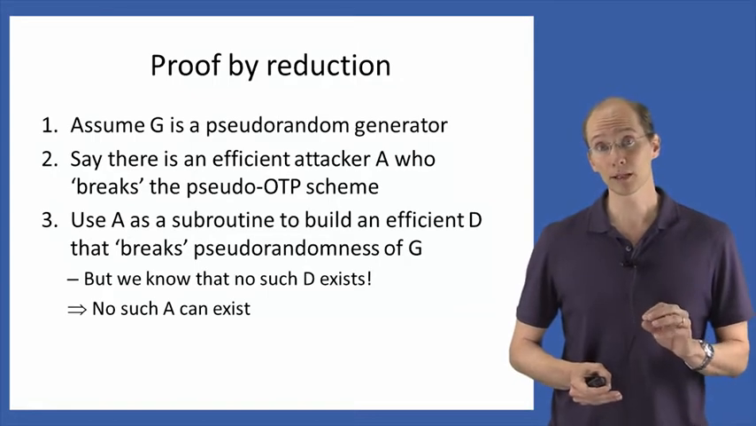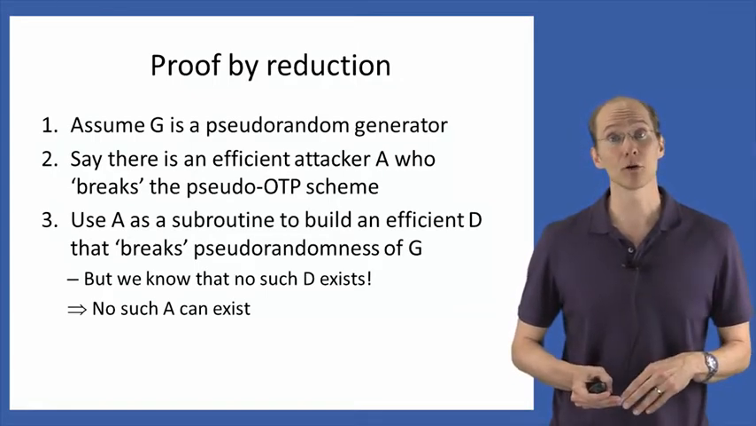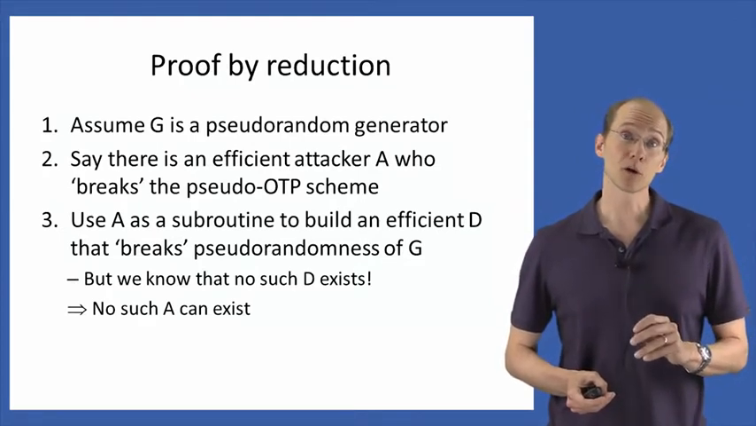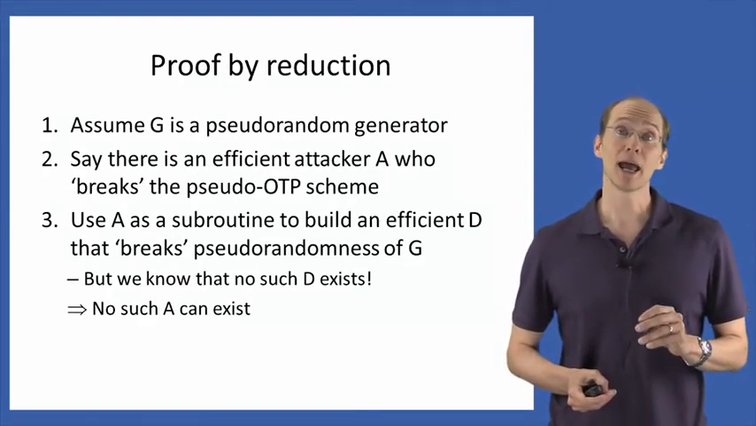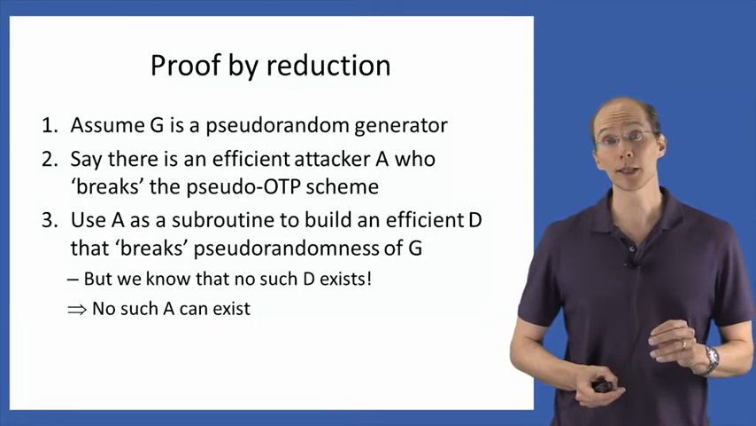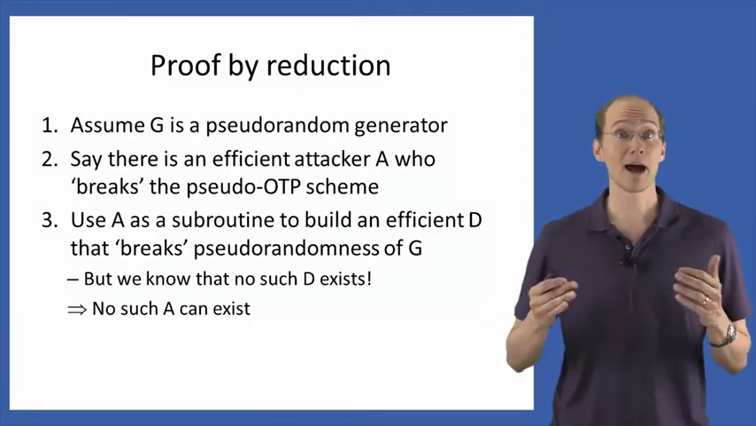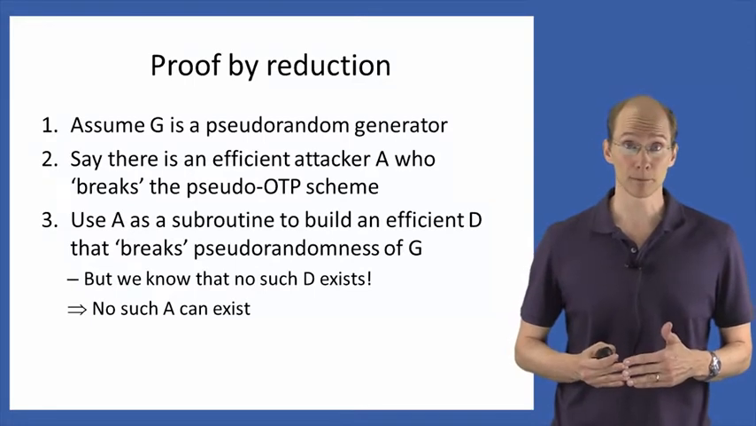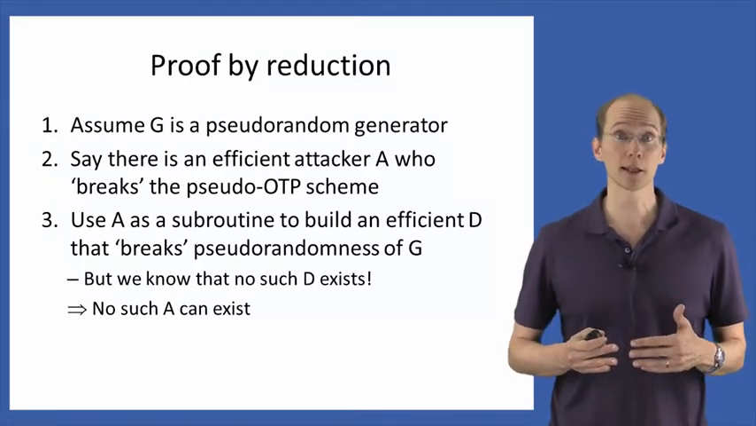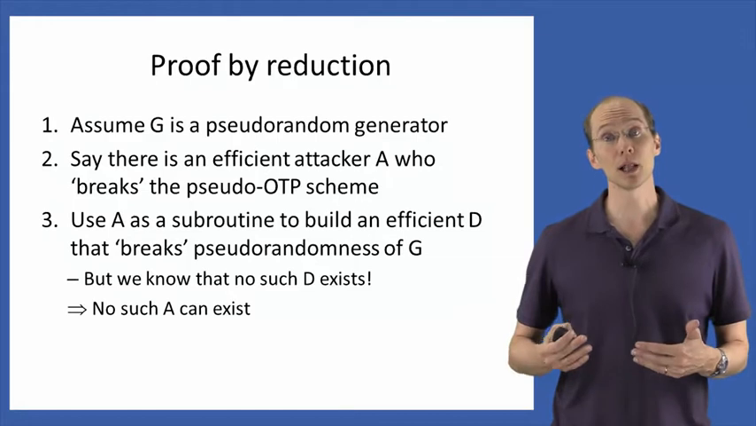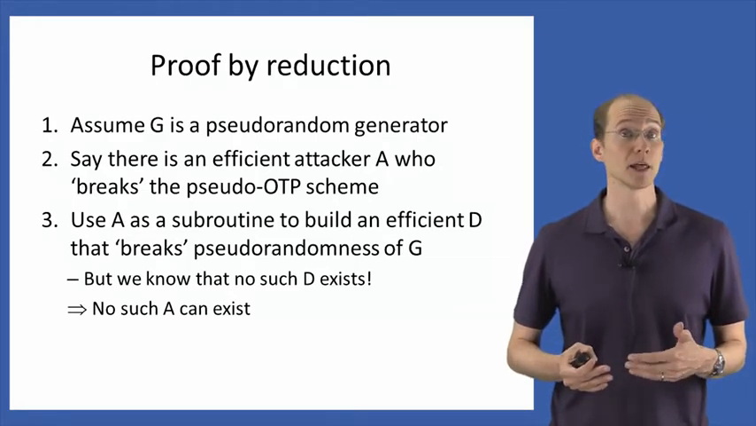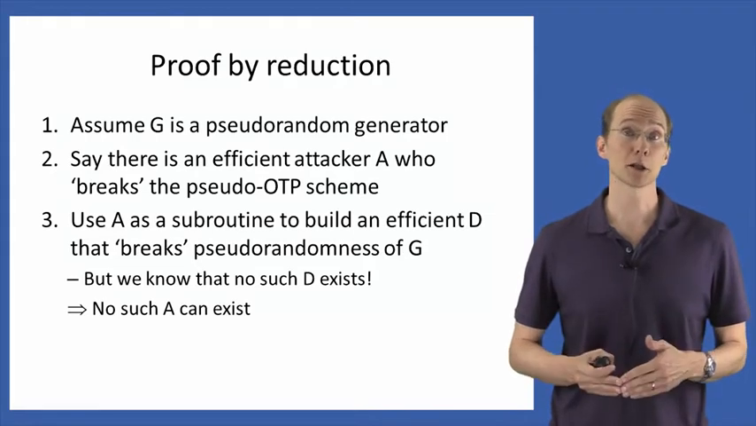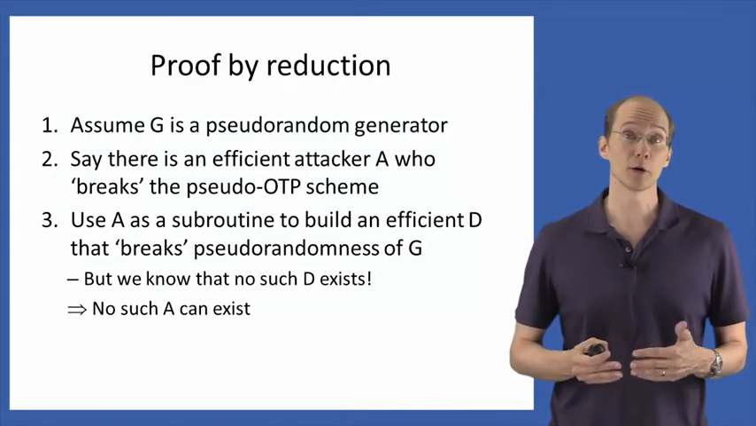One important point here, and we'll see it again later on during the actual proof, is that we don't make any assumption whatsoever about how A works. The only thing we assume in step 2 is that we have some A who somehow or another is able to break the pseudo one-time pad scheme. And we show that the existence of such an A would imply the existence of a D that breaks the pseudorandomness of G. And again, because no such D can exist, that implies that no such A can exist.